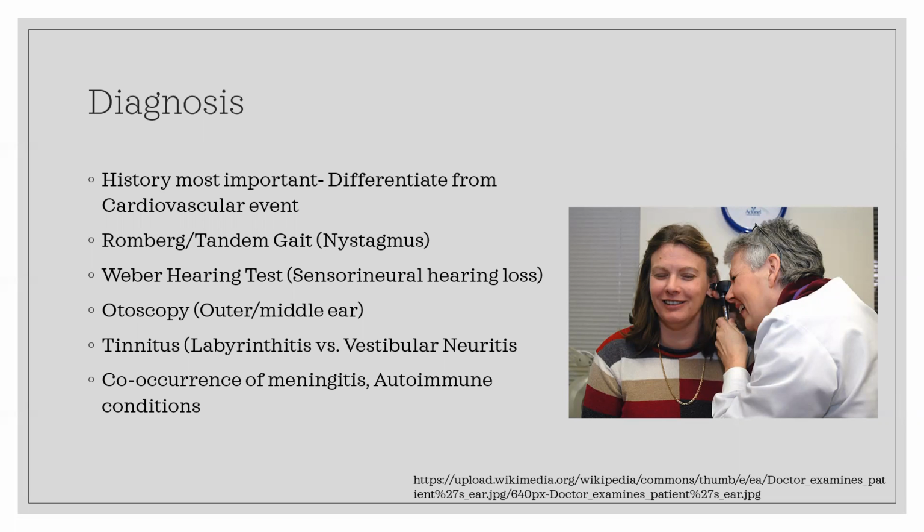Some physical exam components that could be used in a battery of testing to identify this condition would be the Romberg or tandem gait test for nystagmus, which might be more useful in the chronic phase, because in the acute phase, the patient's loss of balance will be readily apparent upon presentation. The Weber hearing test, typically conducted with a tuning fork for sensorineural hearing loss, would be an effective way to identify tinnitus or lasting hearing loss that could be, again, in the chronic phase, resulting from an inner ear infection.